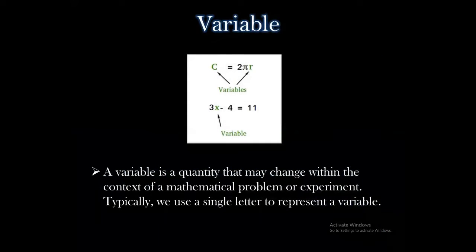So the first term is variable. A variable is a quantity that may change within the context of a mathematical problem or experiment. Typically we use a single letter to represent a variable. So here you can see C is a variable because we don't know the value of C, and we don't know the value of R either.